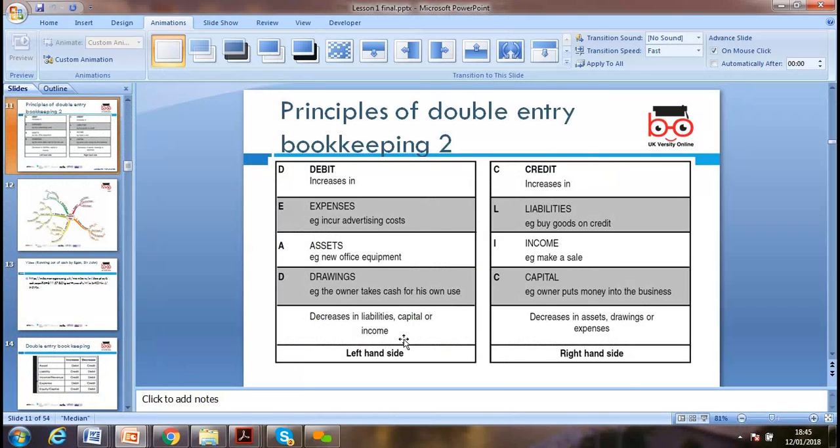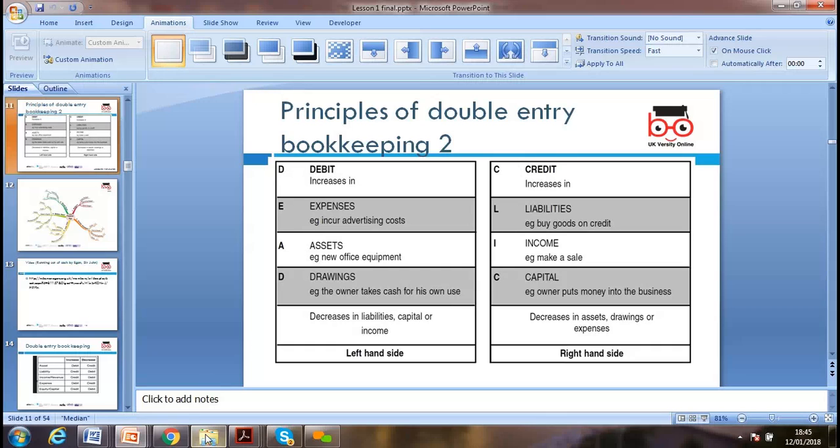D means debit. Any expense we have will be debit. Any asset we have will be debit. Any drawing we have will be debit. And debtors will be debit as well. So any increase in them is a debit. C means credit. Liabilities will be credit, income will be credit, and capital will be credit.